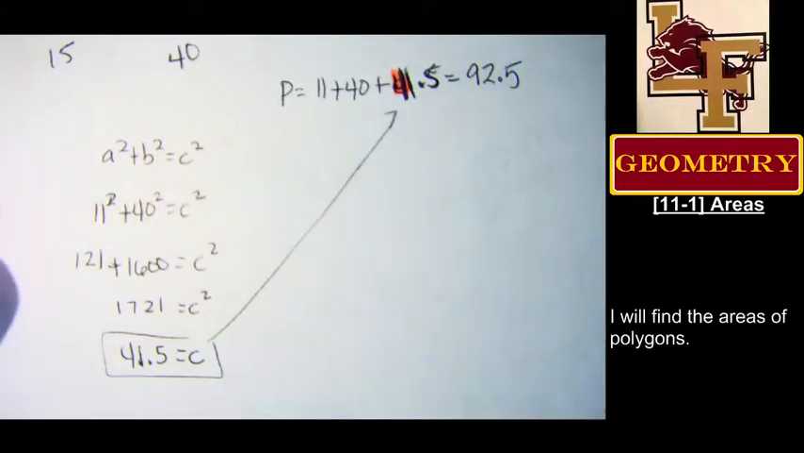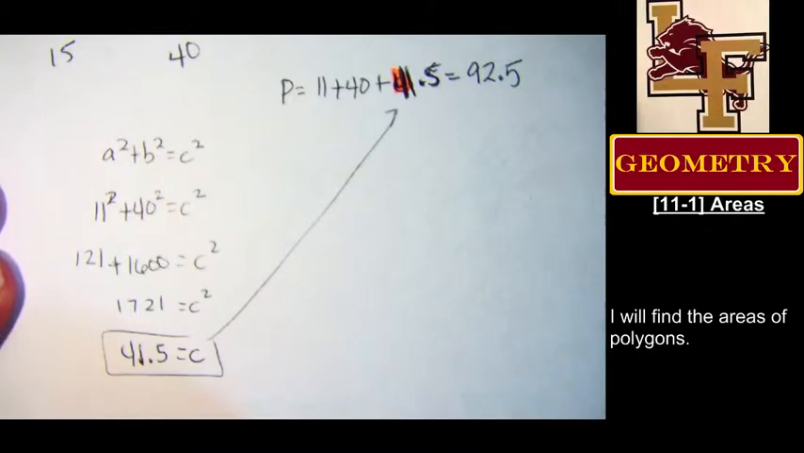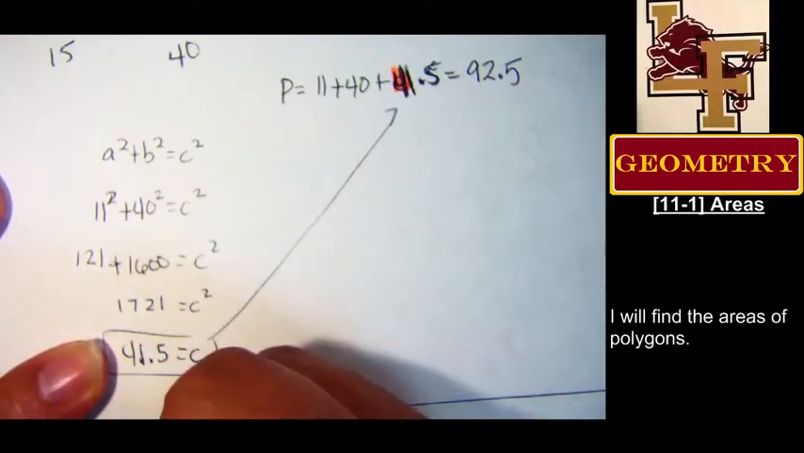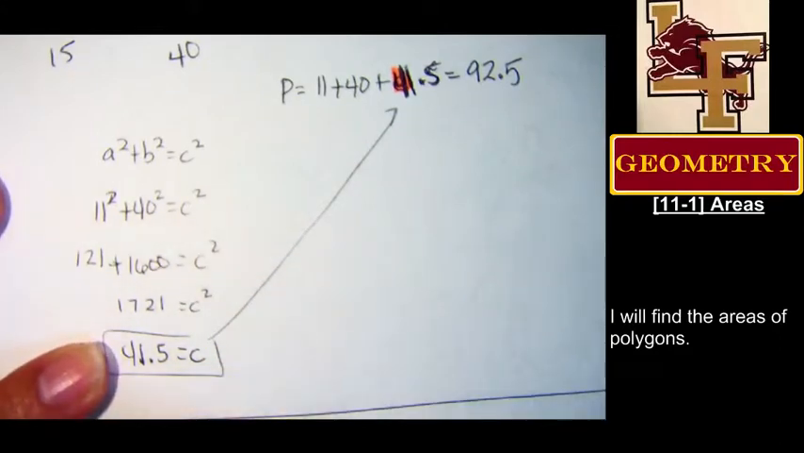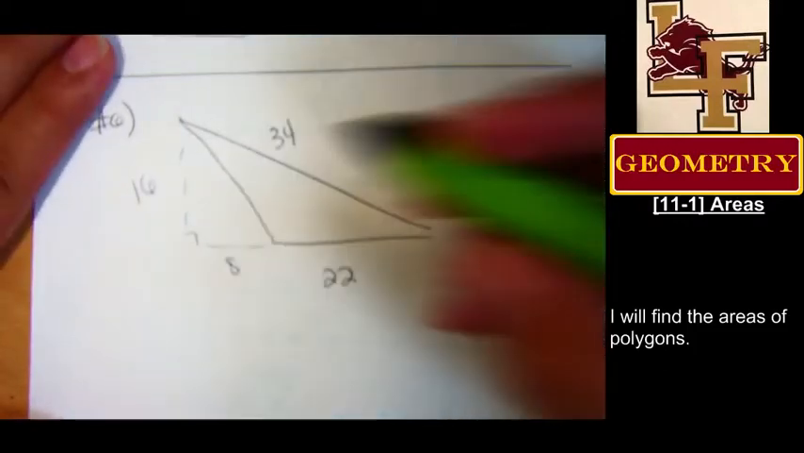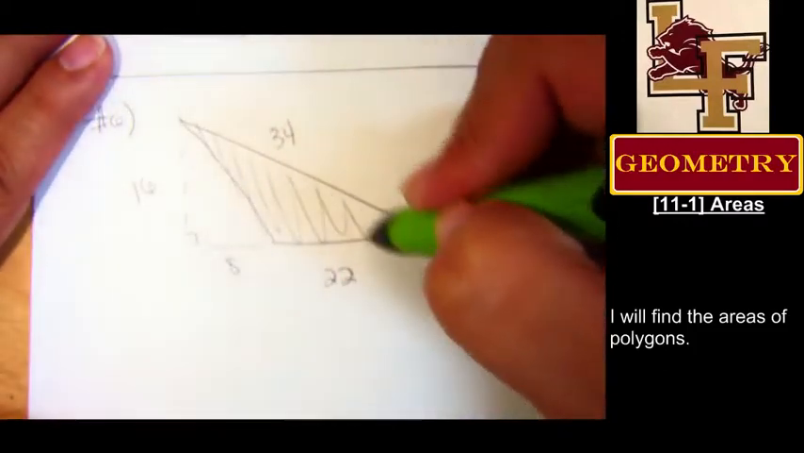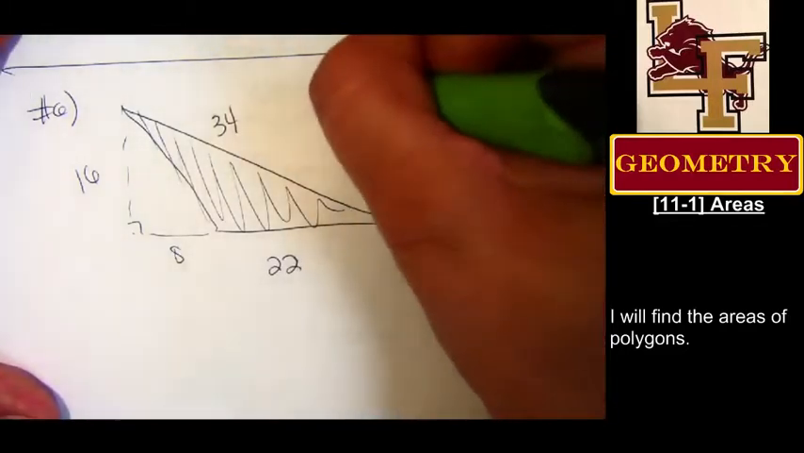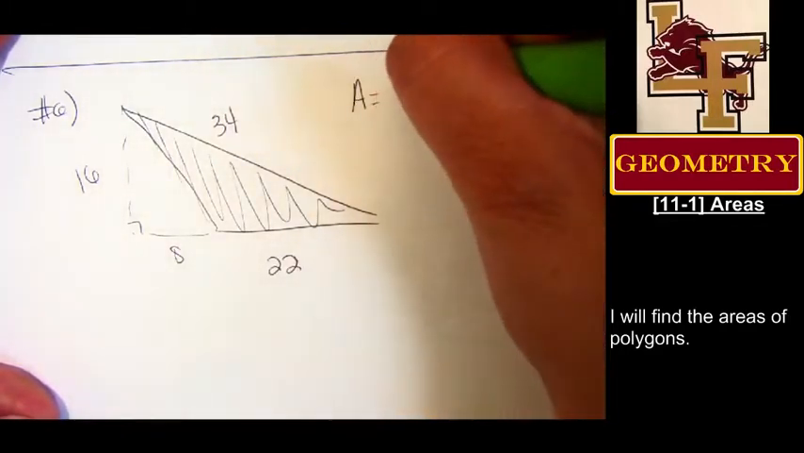Number 6. Sure, once again, I don't think I left myself enough space, so I'm going to scribble down number 6 right here. Don't mind me as I draw out number 6. All right, there's number 6. This is the triangle that we want to find the area of. What's the formula for area of a triangle?